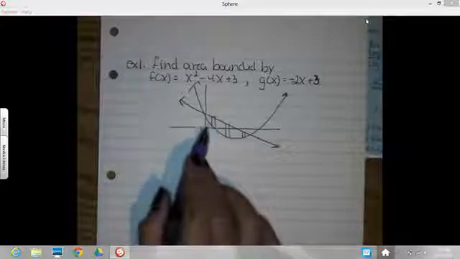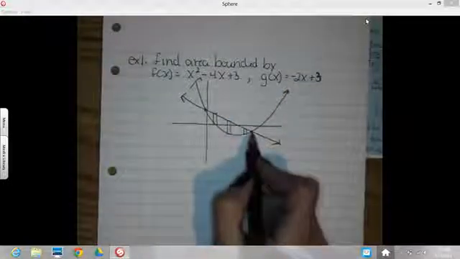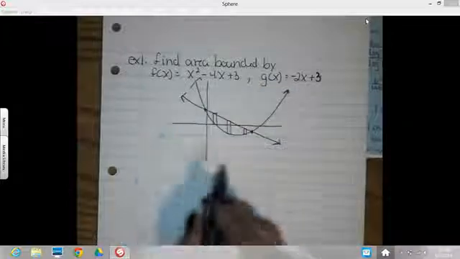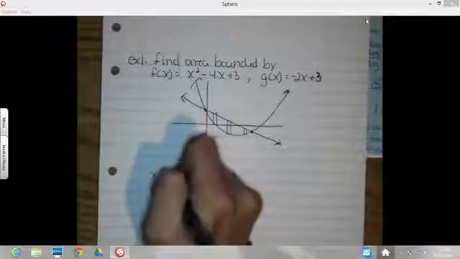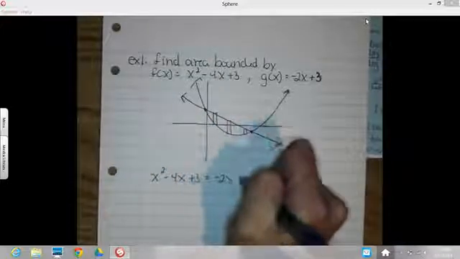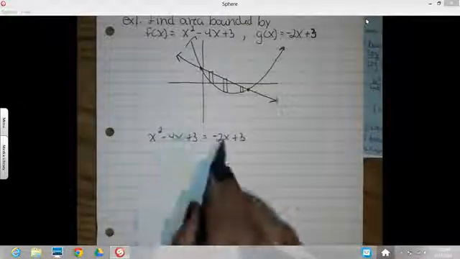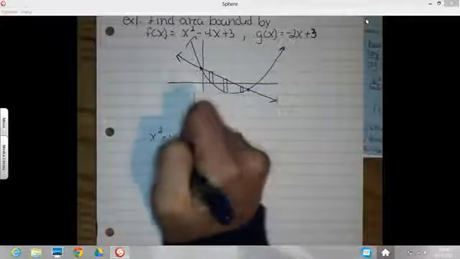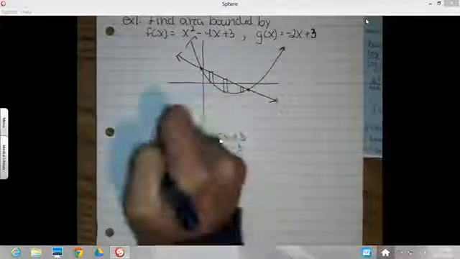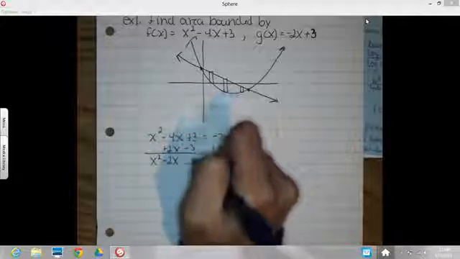So let's get the domain. I need these intersection points. I need this and this, and I want to solve it algebraically if I can. These 2 points are where the two functions are equal to each other, so you set that up. x squared minus 4x plus 3 equals negative 2x plus 3. I can see this is a quadratic equation. I can get it equal to 0, so I'm going to add 2x to both sides and subtract 3. x squared minus 2x, that's gone, equals 0.